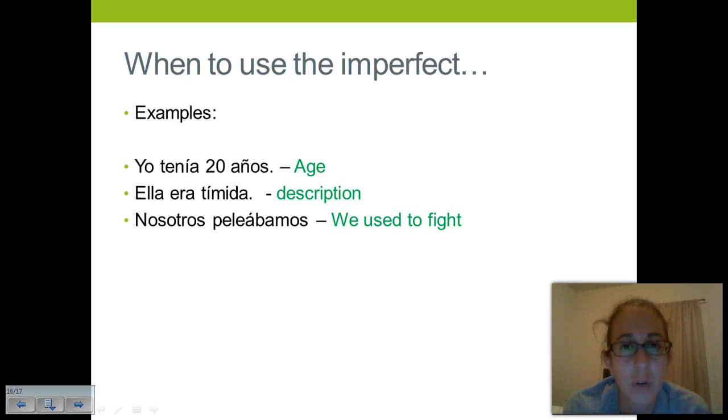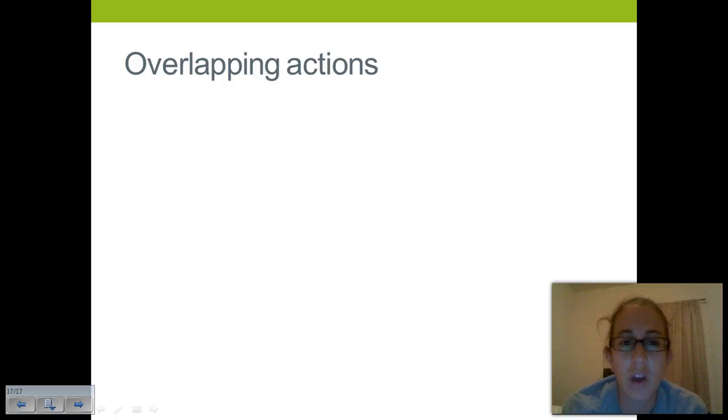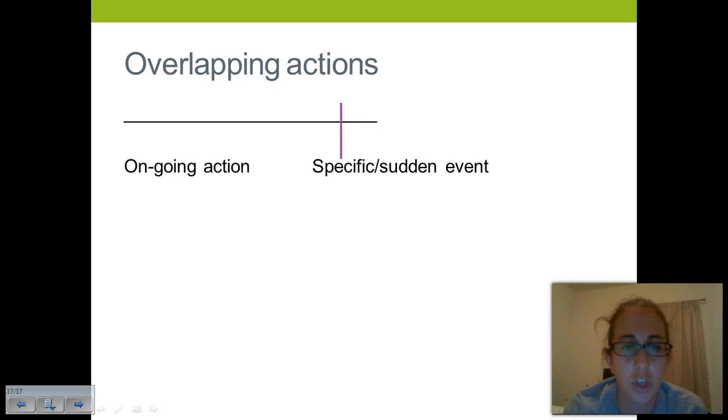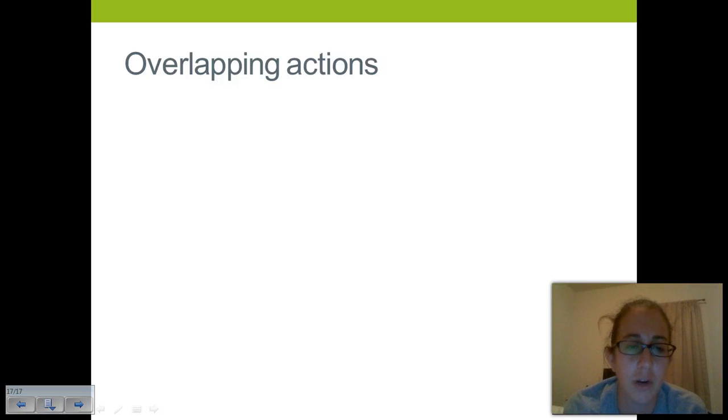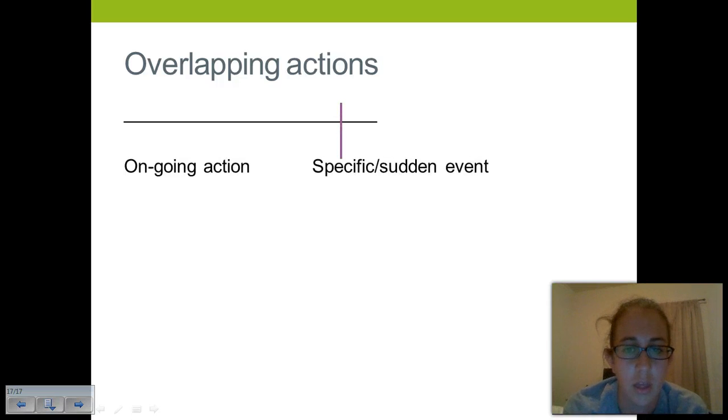Okay. Last thing we're going to talk about with our notes today, we can use a preterite and an imperfect in the same sentence. Okay. So we have this idea of overlapping actions. And here, I think the best way is to think about some examples. So we've got an ongoing action, and then something interrupts it. And so we've got a specific or sudden event. Here are some examples which I think will help out.